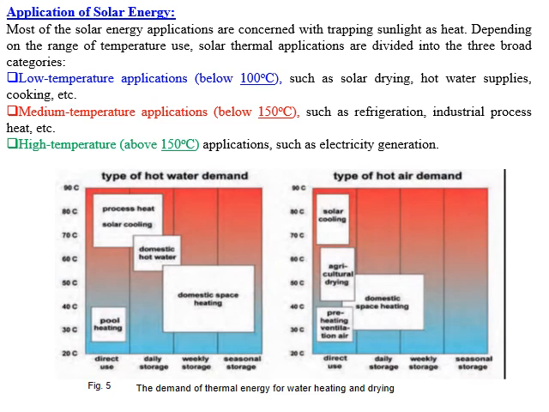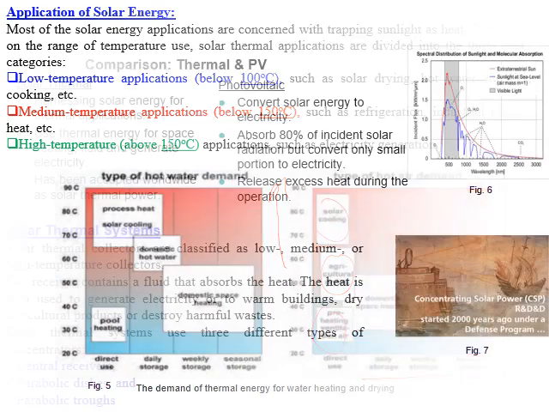As you can see here, the temperature with respect to direct daily storage, and so you can see for large temperature, solar cooling, agriculture in the middle here, and for heating, ventilation, small temperature at home or building.